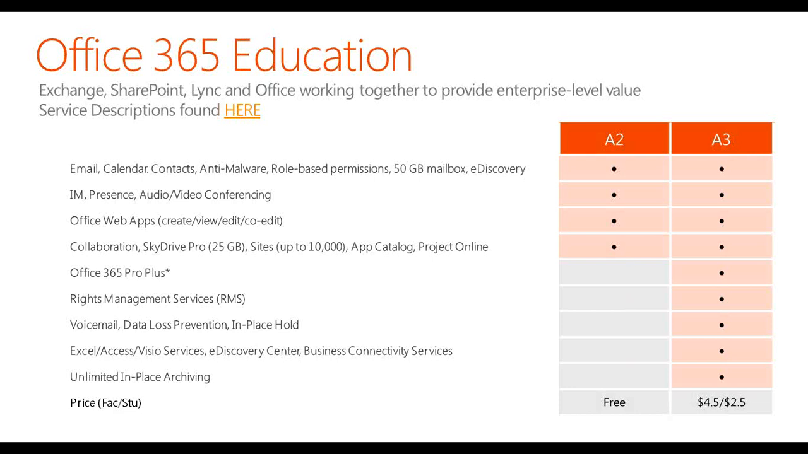So that comes in the A3 SKU, and then the rights management also comes in the A3. And then when you have Exchange Online Plan 2, that provides voicemail, the data loss prevention and protection, in-place hold, e-discovery, those sorts of things are in the A3 as well. And then the unlimited in-place archiving is in A3, where you get some basic archiving in A2. So at a small price per user per month, that's noted at the bottom, and again, that's ERP pricing for education, K through 12 and higher ed.